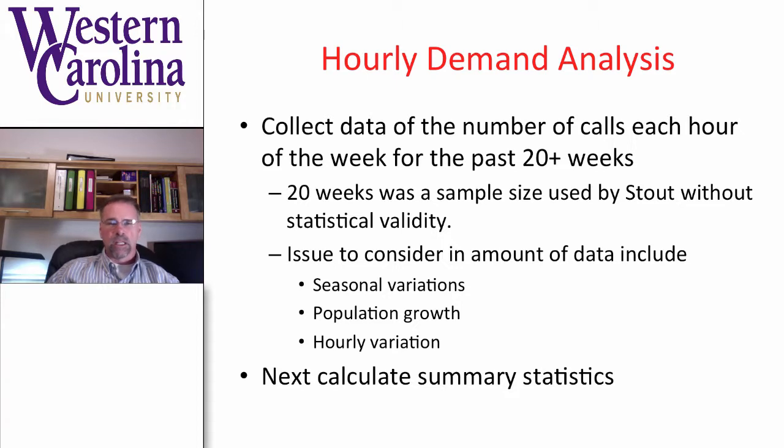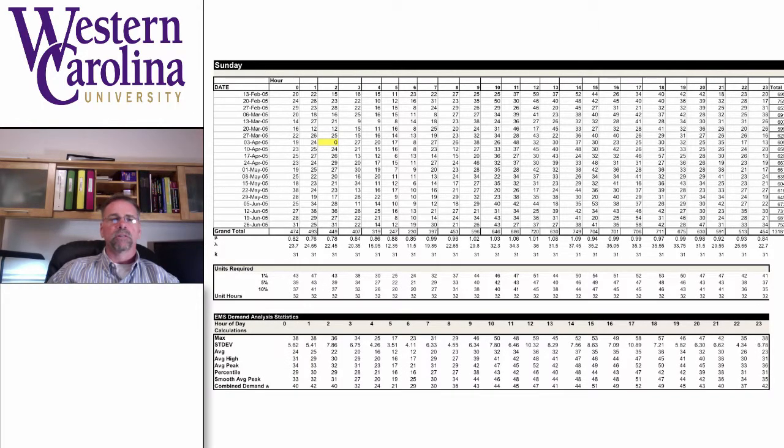So with hourly demand, we said we could take something like the last 20 weeks, and I'll use that number because, again, that's what's been used by Stout. And there's no statistical validity to that. It's just a number that he chose. And the issues to consider are the things we talked about before: the seasonal variation, the population growth, and the hourly variation. The hourly variation is really the key component. So then the next thing we want to do is actually calculate these summary statistics. And often they'll look something like this.